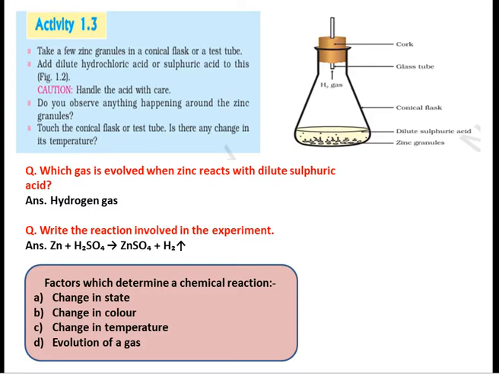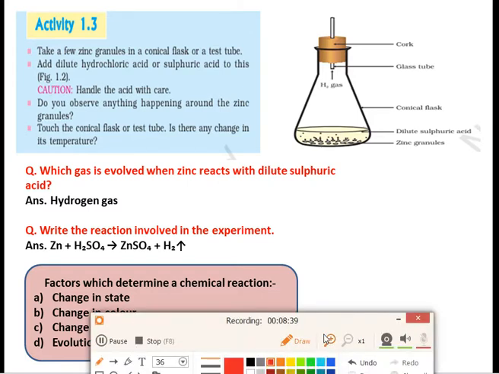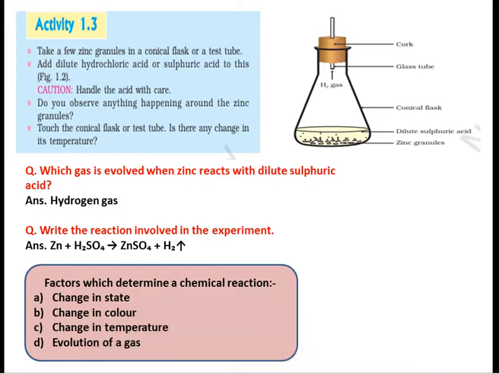Okay, now let's come to activity number 1.3. This activity is important from your exam point of view, and this diagram is also important. In this activity, you have to take one flask. In that you have to take some zinc pieces, that is zinc granules, and you have to add some dilute sulfuric acid to that, right?